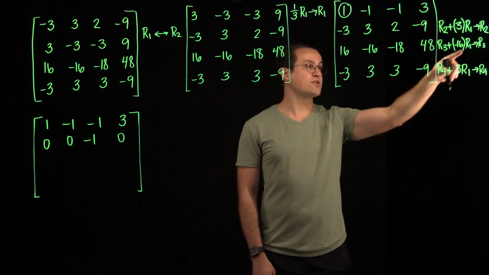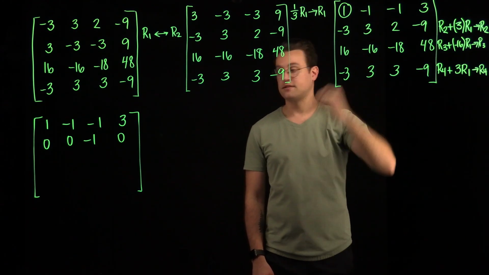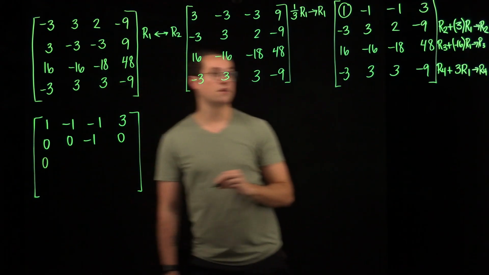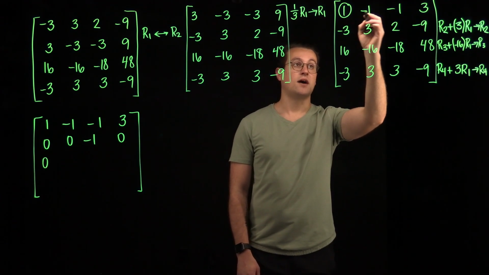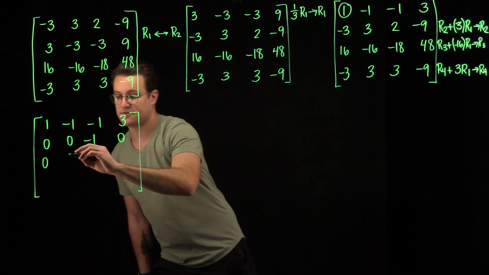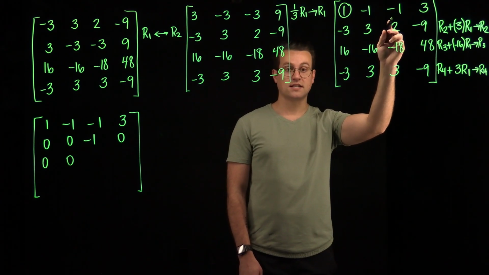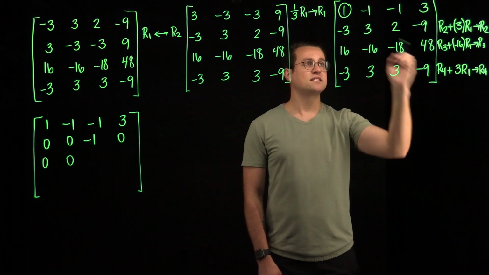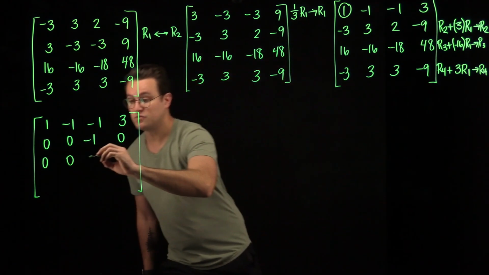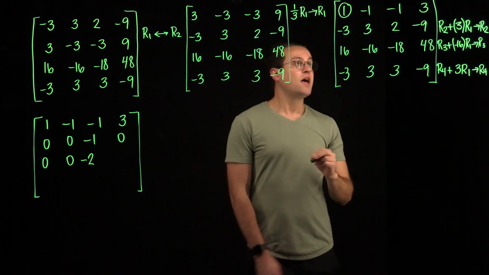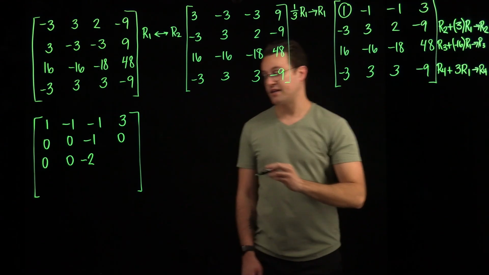Then I want to multiply the first row by -16 and add it to the third row. So -16 plus 16 gives me 0. And then -16 times -1 is +16. Positive 16 minus 16 gives me 0. And then -16 times -1 gives me +16. Minus 18 gives me -2. And then 3 times -16 gives me -48. Plus 48 gives me 0.